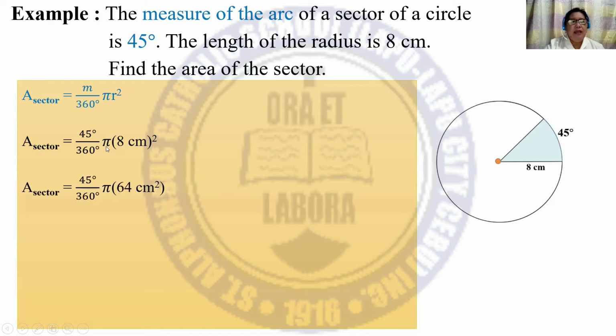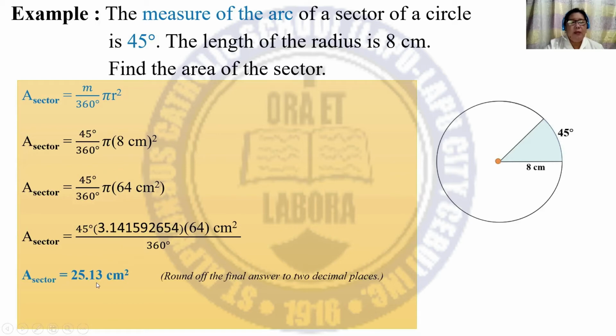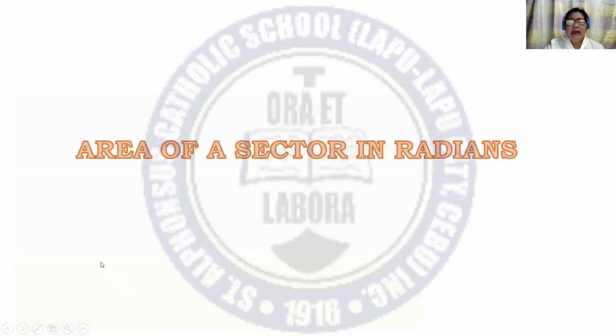Then simplify. The square of 8 cm is 64 cm squared. And then the value of pi is 3.141592654. And simplify. The result is 25.13 cm squared. All you have to do is to round off the final answer to 2 decimal places. Again, the approximate value of pi is 3.141592654.